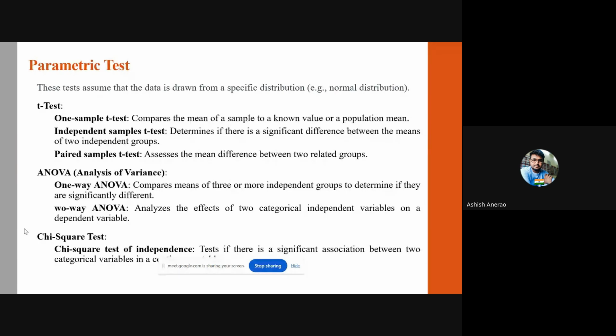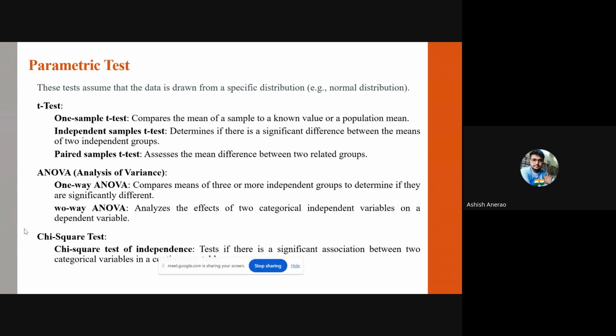But when we want to compare more than three samples' means at a time, in that condition we use one-way ANOVA.